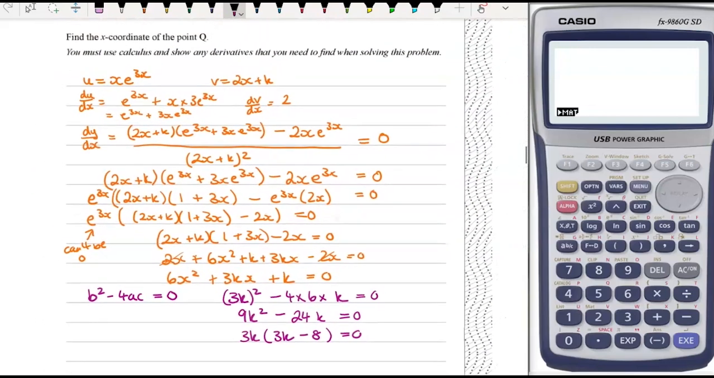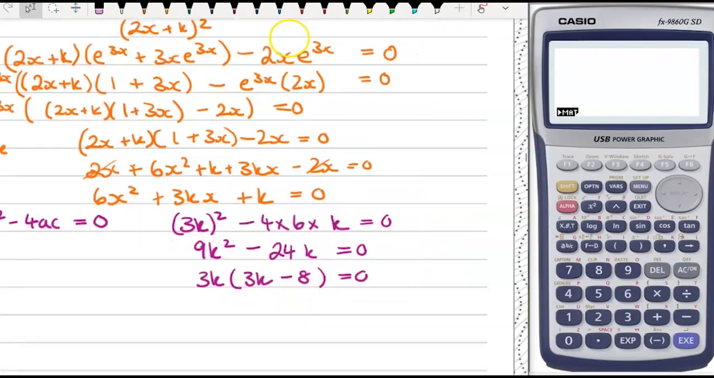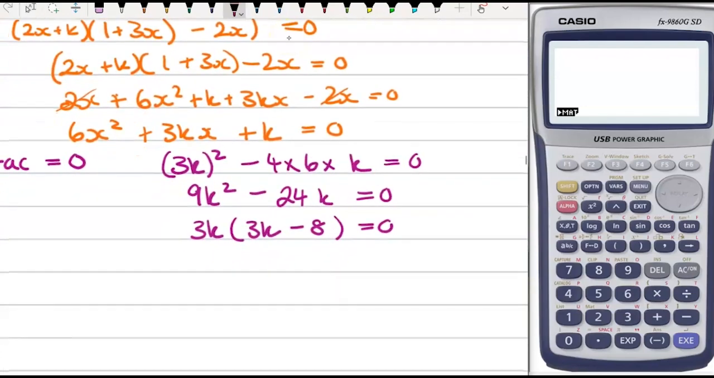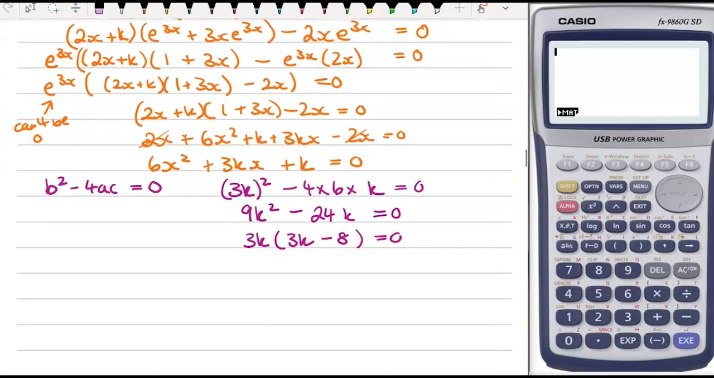Now what were we told about k up here? Here we go, that's what I was looking for. K is a non-zero constant. K can't be 0. Okay, so this would give us k equals 0 from the 3k, not valid. So we ignore that, and we're going with the 3k minus 8 equals 0, so k equals 8 over 3.